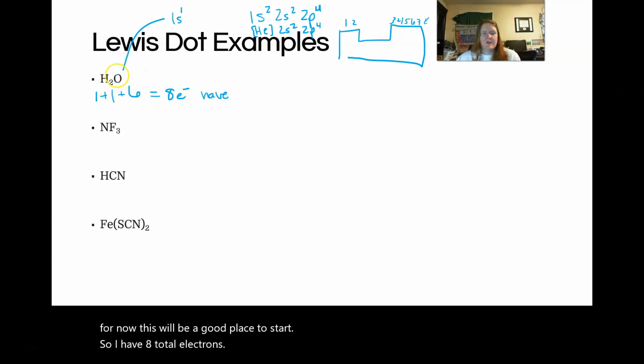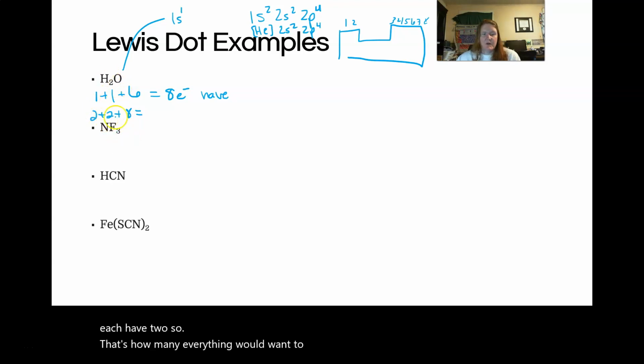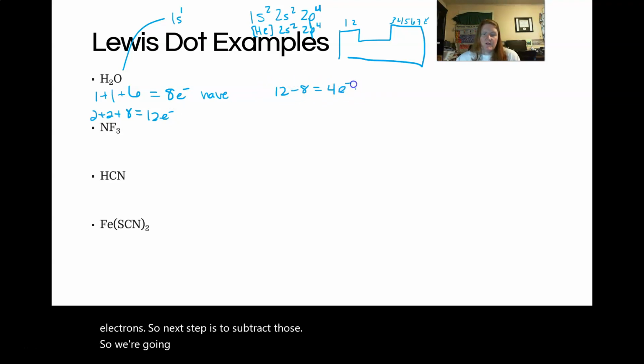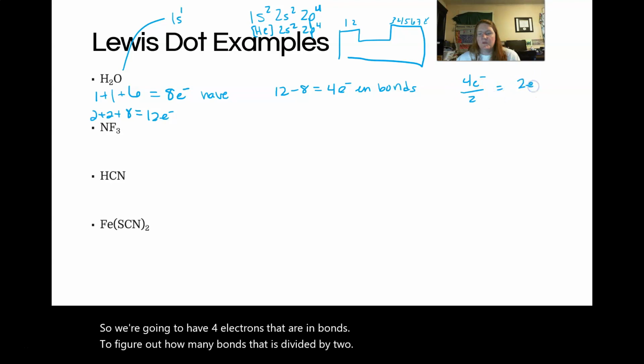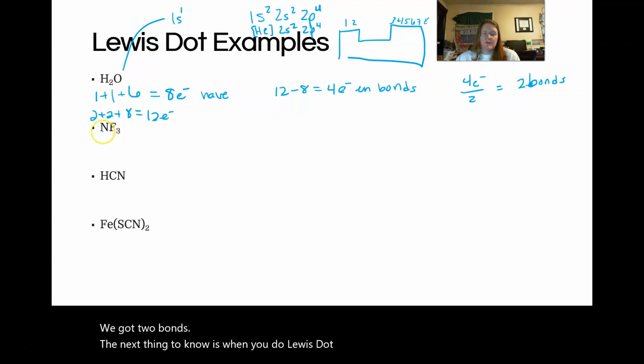If everybody has everything they want, the oxygen would have 8, and the hydrogens would each have 2. That's how many everything would want to be happy, and so we're going to say that's 12 electrons. So our next step is to subtract those. So we're going to have 4 electrons that are in bonds. To figure out how many bonds that is, divide by 2, we'll get 2 bonds.